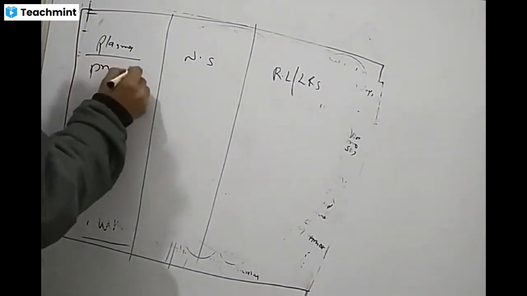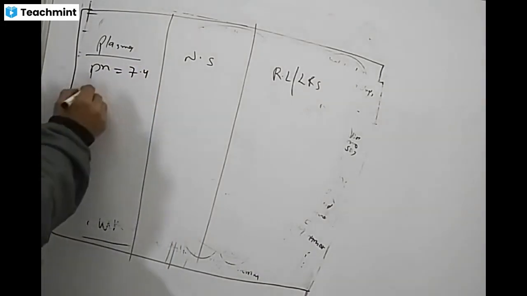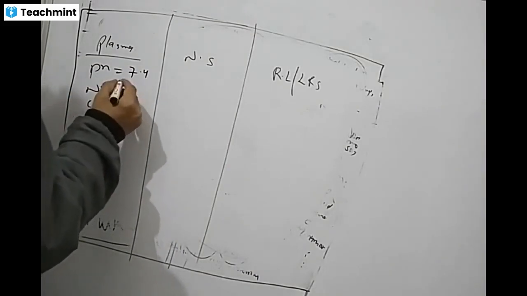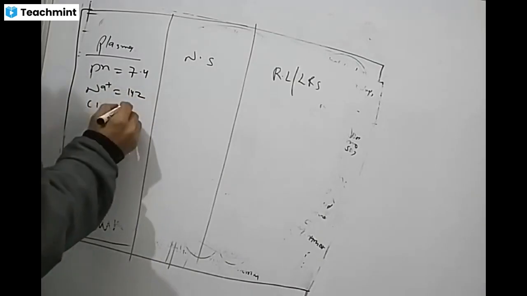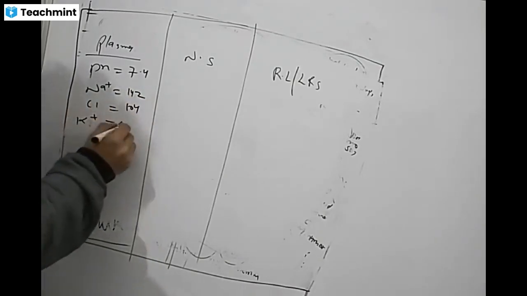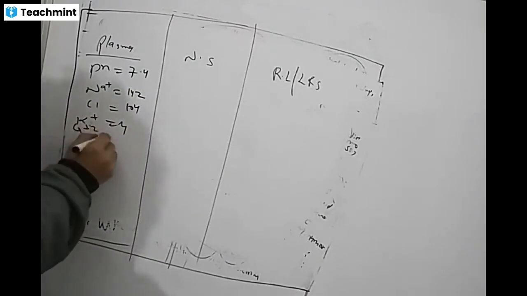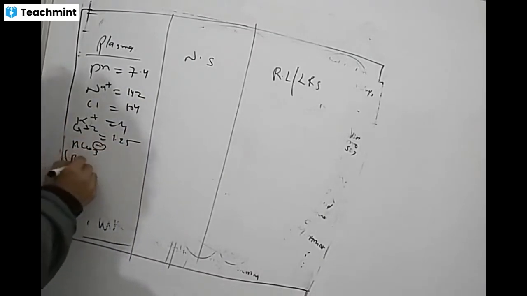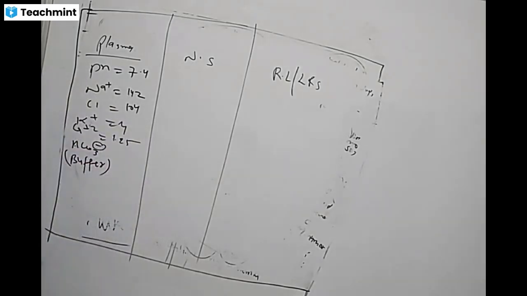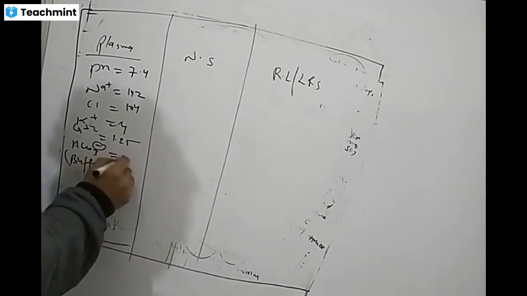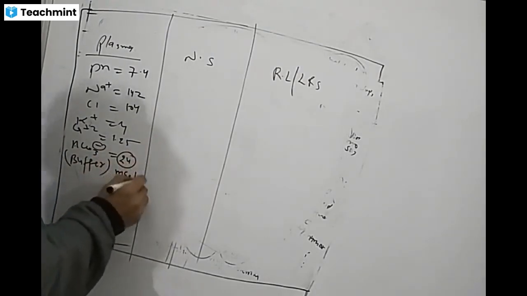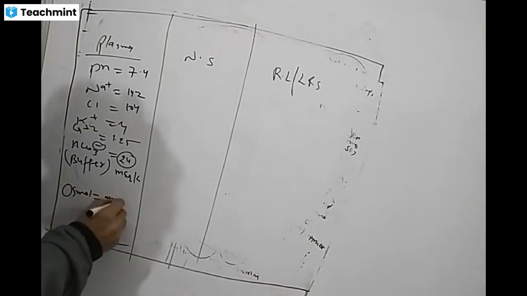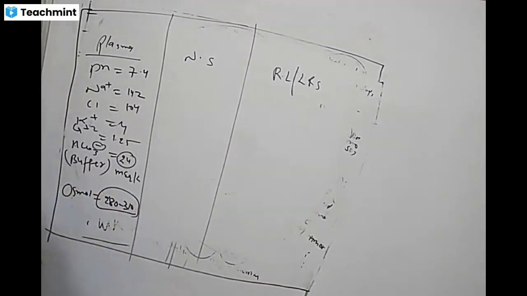So first we see plasma. The normal pH of plasma is 7.4. In plasma, Na is 142, and Cl in plasma is 104. Potassium is 4 and calcium is 1.25. Bicarbonate is our extracellular buffer in plasma, which is present at 24 milliequivalents per liter. And the osmolarity of our plasma is 280 to 310.